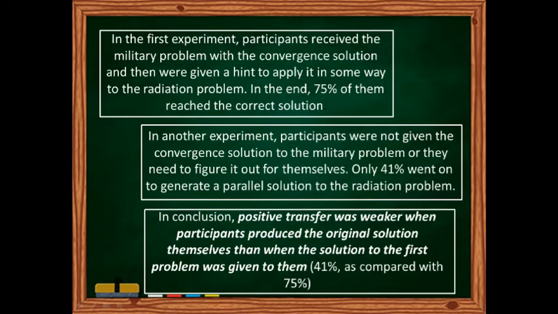Note that in the first experiment, participants received the military problem with a convergent solution and then were given a hint to apply it in some way to the radiation problem. In the end, 75% of them reached the correct solution. In another experiment, participants were not given the convergent solution to the military problem, so they needed to figure it out for themselves. Only 41% went on to generate a parallel solution to the radiation problem. In conclusion, positive transfer was weaker when participants produced the original solution themselves than when the solution to the first problem was given to them.